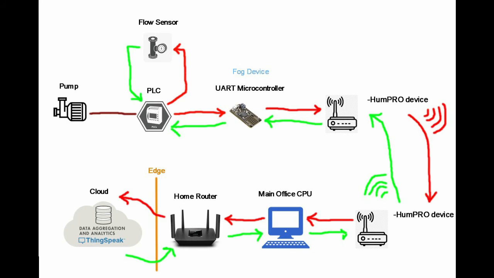The HumPRO takes data from the microcontroller and sends it to another HumPRO receiver. The receiver is wired to our main office CPU for data processing. As before, the CPU will repackage our data into TCP/IP and then send the data over the edge to the cloud for data analytics. The CPU is really the cornerstone of our system here. It acts as our server and control. It can send data to the cloud and turn the pump on or off.